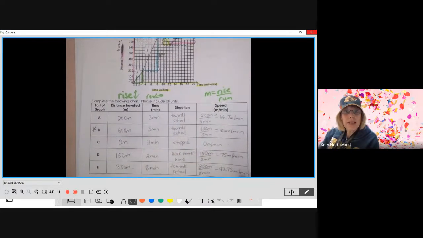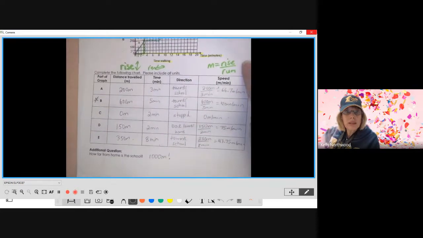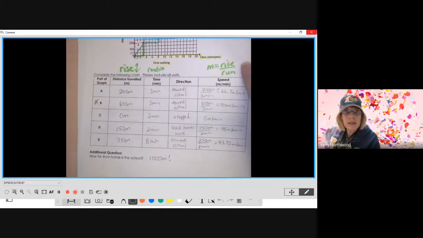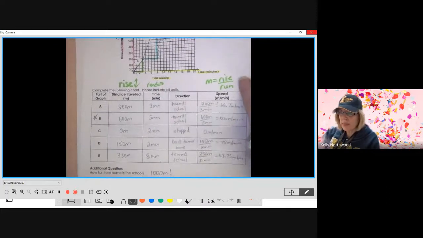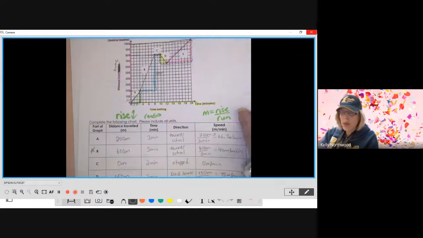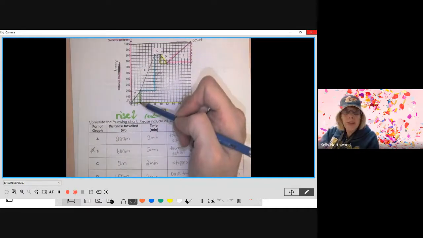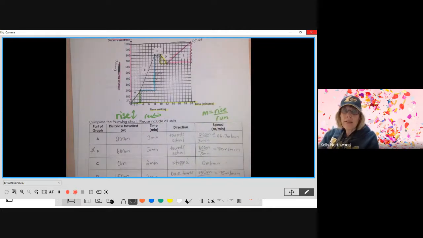Make sure you have units everywhere in your chart. Make sure you draw on your rate triangle so you're not tempted to start from the bottom each time, okay? So the only one that started from the bottom this time was the green one. The blue rate triangle, the yellow one, and the pink one all started from somewhere else in the graph. Not right from the bottom.